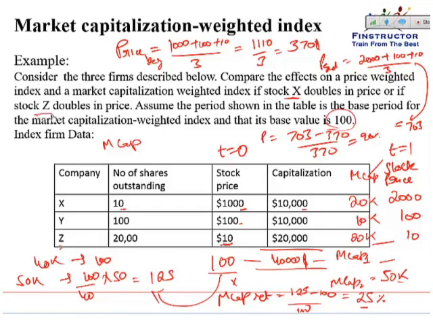Similarly, you can please verify yourself that if stock Z doubles in price, that is from 10, stock Z becomes 20. On a price weighted index, it will have a marginal impact. Rather, it will have no impact at all because it's a very low weight in a price weighted index. However, in a market cap weighted index, it will have a significant impact because it is the highest weight in a market cap weighted index. So again, you can verify the calculations from stock Z so as to understand the difference between the two weighting methodologies.